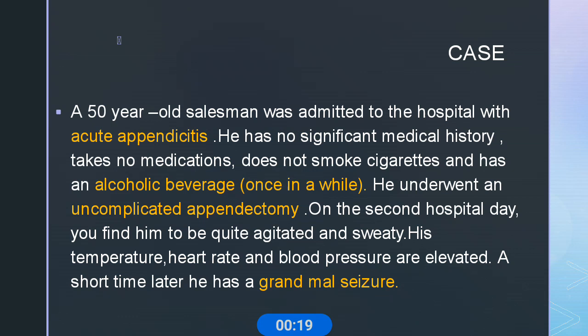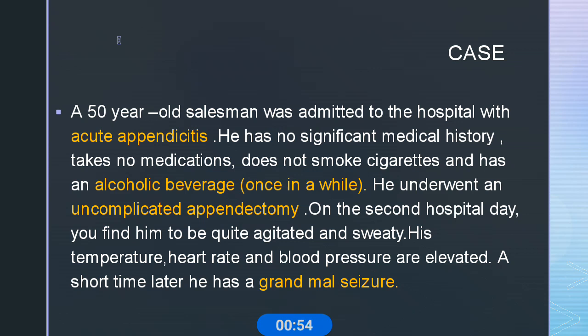A 50-year-old salesman was admitted to the hospital with acute appendicitis. He has no significant medical history, takes no medication, does not smoke cigarettes, and has an alcoholic beverage once in a while. He underwent an uncomplicated appendectomy. On the second hospital day, you find him agitated and sweaty. His temperature, heart rate and blood pressure are elevated, and a short time later he has a grand mal seizure.